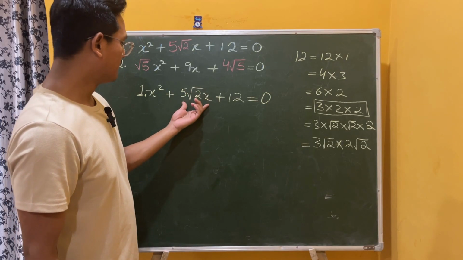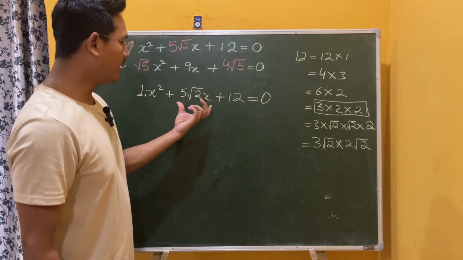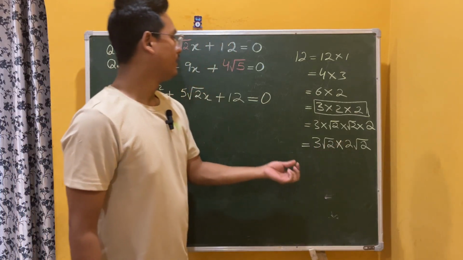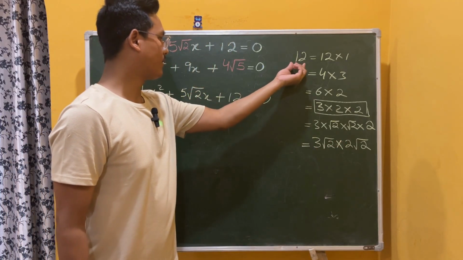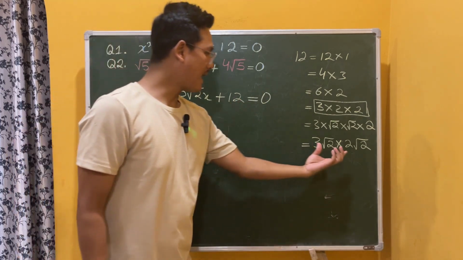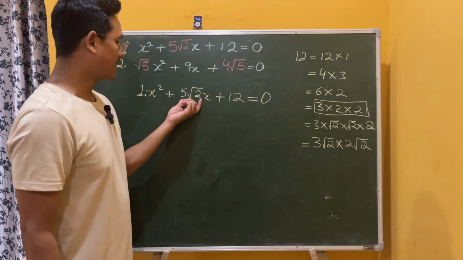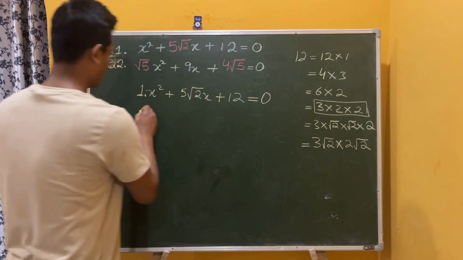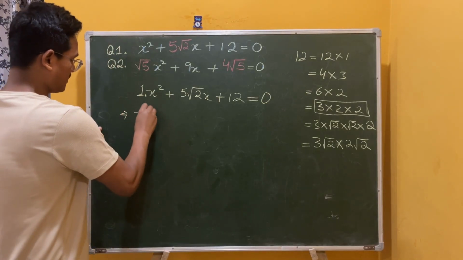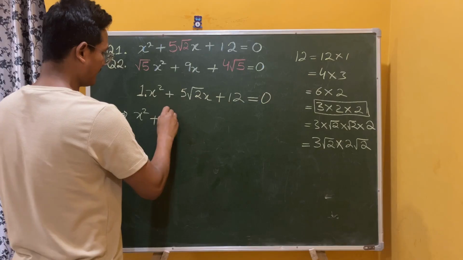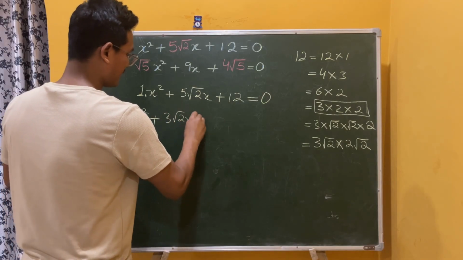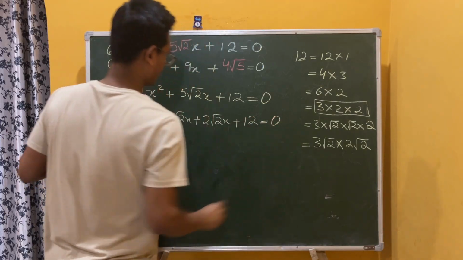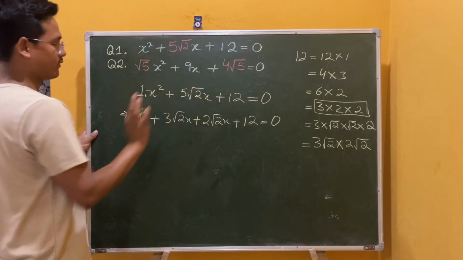You can break the middle term only when you find two numbers such that when you multiply them, the product is this, and when you add or subtract them, you get the middle term. We have found those two numbers. So we'll write 3 root 2 x plus 2 root 2 x plus 12. If you add them, you get 5 root 2.